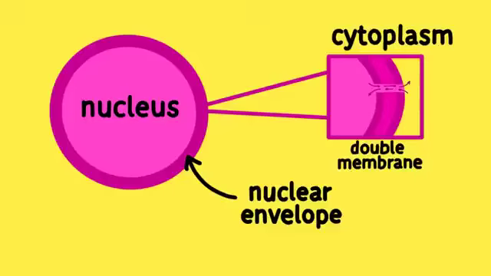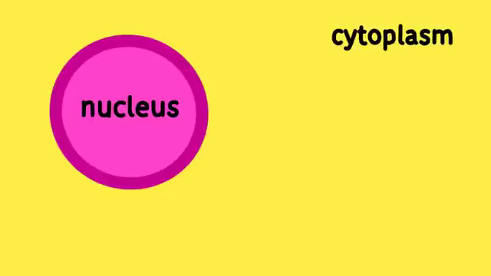But we can't just have anything entering and leaving the nucleus, so there are these protein structures called the pore complex that sort of guard the nuclear pore. They basically regulate what flows in and what goes out. But let's take a closer look inside the nucleus.